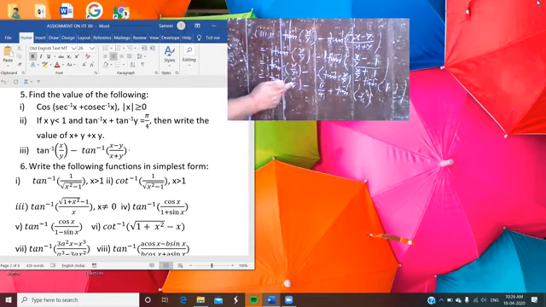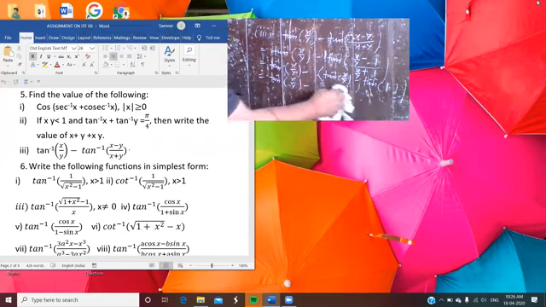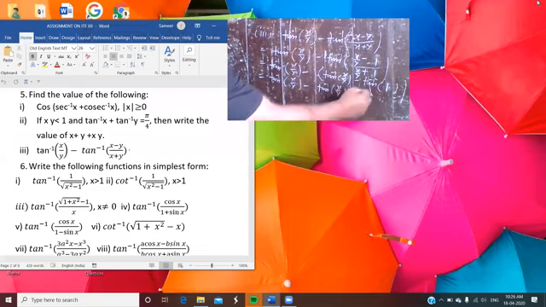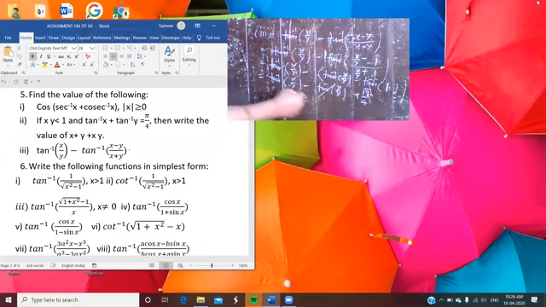So it becomes tan inverse x by y minus tan inverse x by y plus tan inverse 1, which is pi by 4. Here you see that these two terms cancel out, and your result is pi by 4. So that is its simplest form.